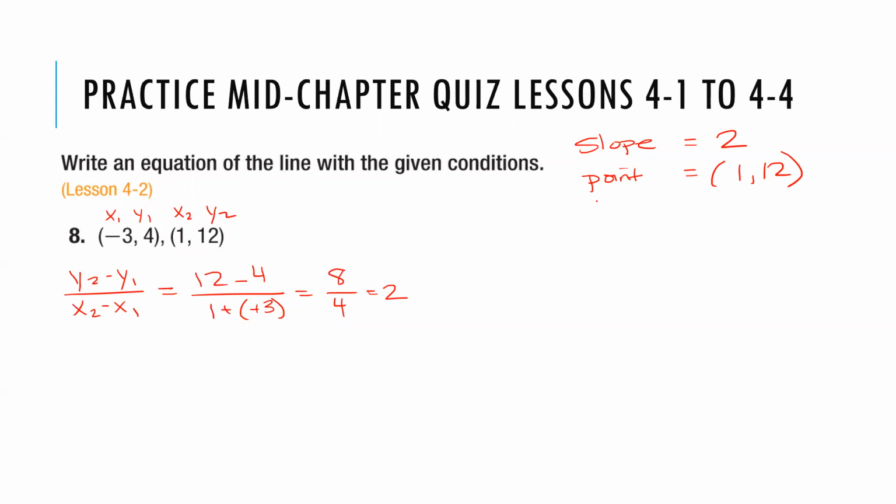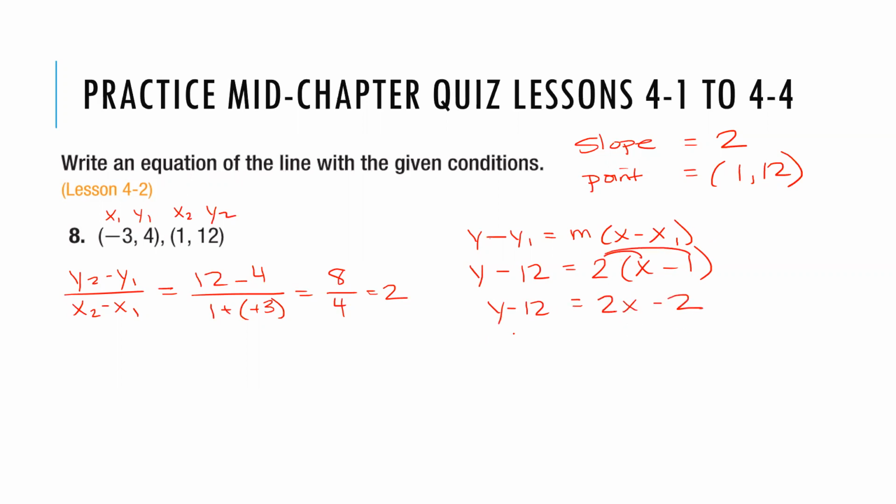Okay, so now we can use our point-slope form to write our equation in slope-intercept form. So this would be y minus 12, y1, and our slope is 2, and then x minus x1, which is 1. And so I have y minus 12 is, I distribute over here, so this is 2x minus 2. I need to isolate y, so I'm going to add 12 to both sides. I get y equals 2x plus 10, and I have my equation.